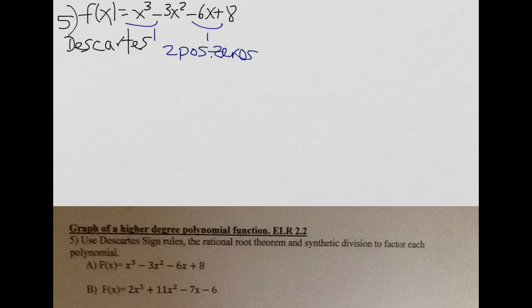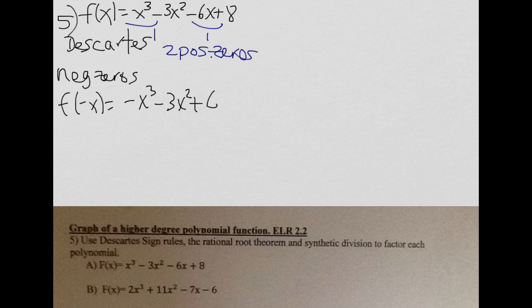Then to do the negative possible zeros, I need to plug in negative x. So when I plug in negative x, I'm going to get negative x to the third minus 3x squared positive 6x plus 8. So I skipped what I did there, but think about when you plug in negative x, what happens when you multiply it by a negative, or what the power of the exponent is. So now let's take a look at the change in the signs there. I see 1 here. So how many negative zeros is 1.